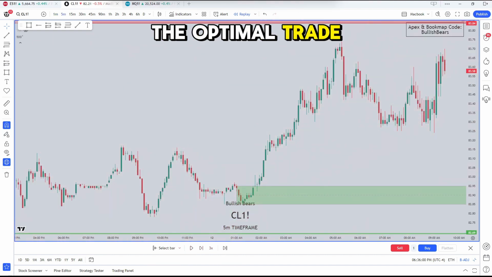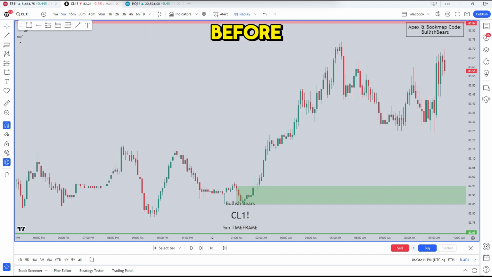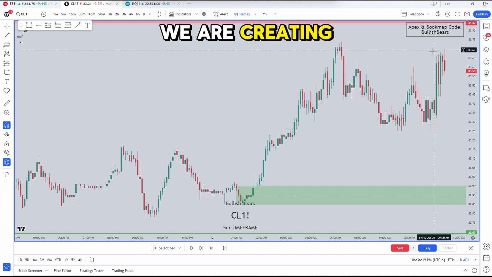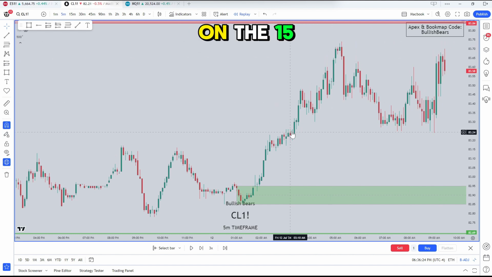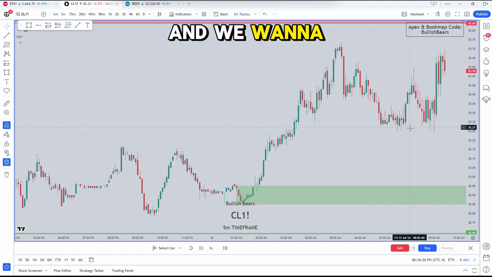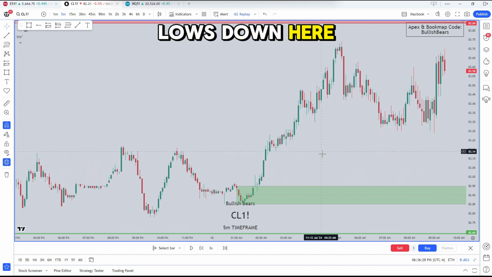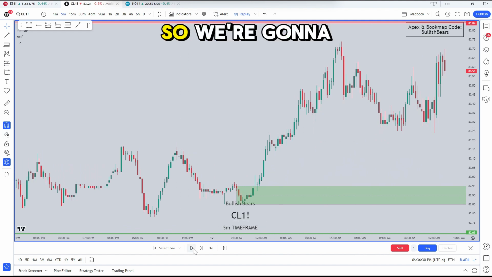The optimal trade entry has to be one of my favorite trade setups, and the reason for that is because it requires patience and it requires us to have that initial move. And a lot of times, like you've heard in the market before, when we have one leg, there is usually a pullback followed by another leg, and this is that pullback and entry. So what we look for is that we are creating a lower high on this 5-minute chart, would also be a lower high on the 15 and 30 minute, and we want to see if we could sweep these lows down here and make some lower lows. So we're going to let it play out.